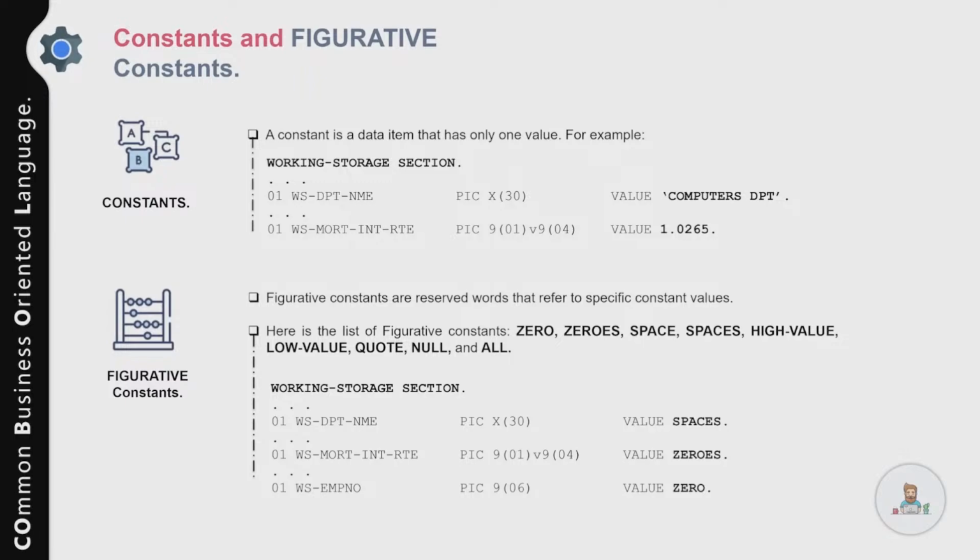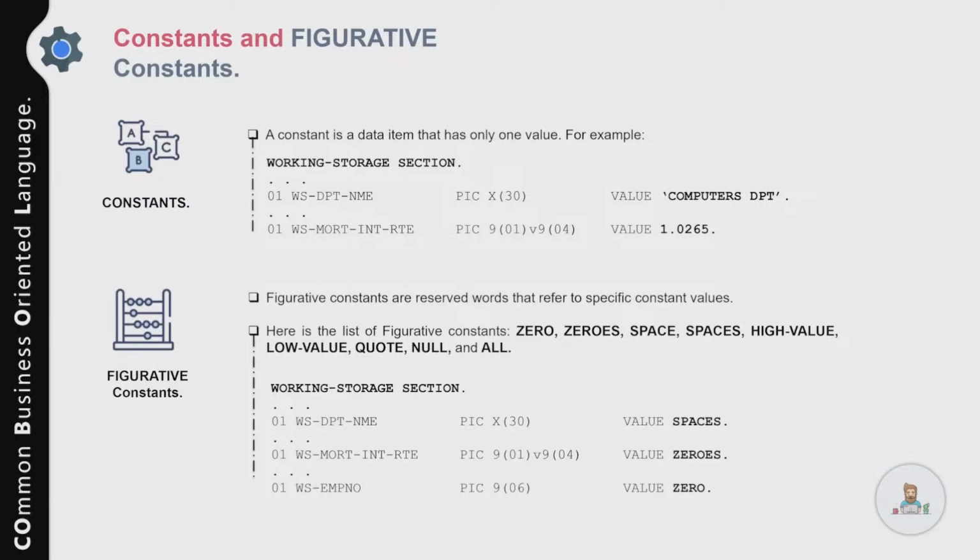In the following example, I've used three different variables that I've defined in the working storage section. These variables I'll be using as temporary variables. I will not be using them as constant variables the way I did in my previous example. In this case, the first one is department name, the second one is mortgage interest rate, and the third one is employee number. The initial value of all these variables is assigned with the help of the value clause and a figurative constant.